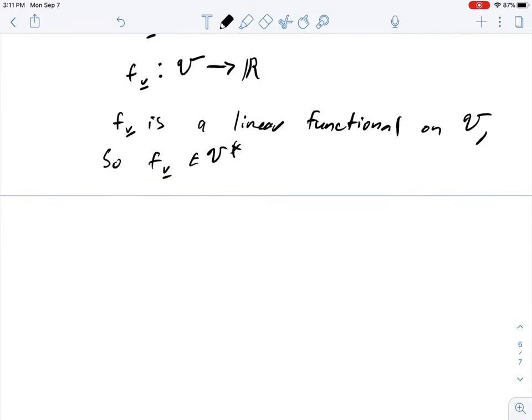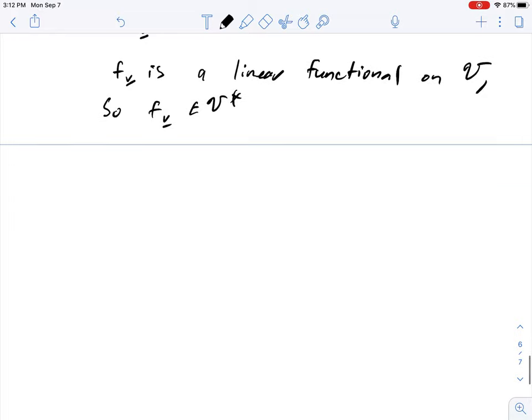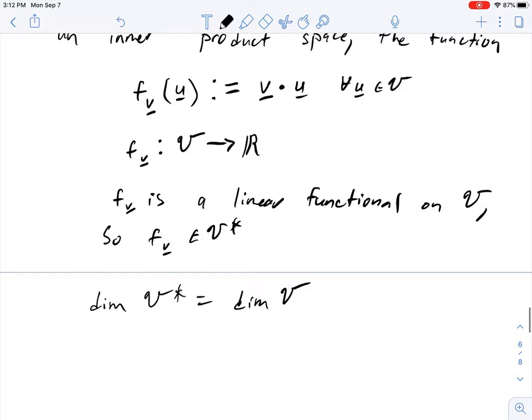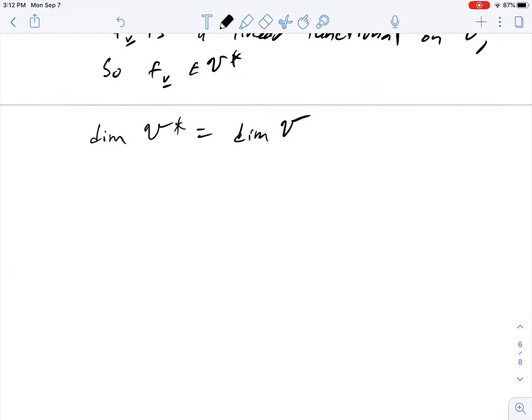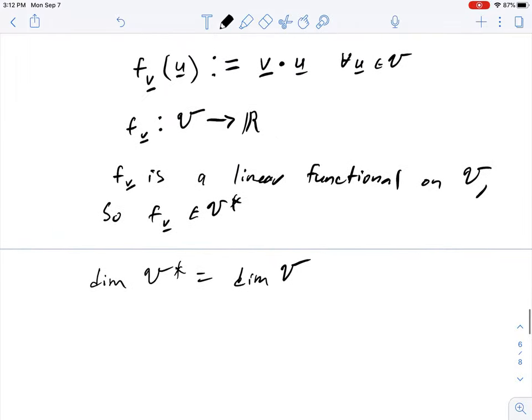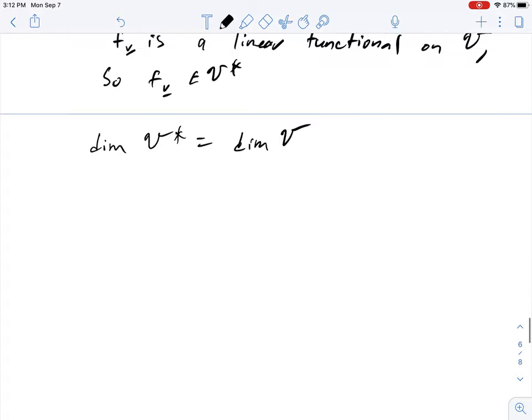So we've just figured out a way of, for every vector v in our vector space, making an element of the dual space. Well, since the dual space is itself a vector space, and if V is finite dimensional, then V star has the same dimension as the vector space. Then given any basis for V, we've just figured out a way of making a basis for V star. So, in fact, every member of the dual space can be described as just an inner product with a member of the original vector space.